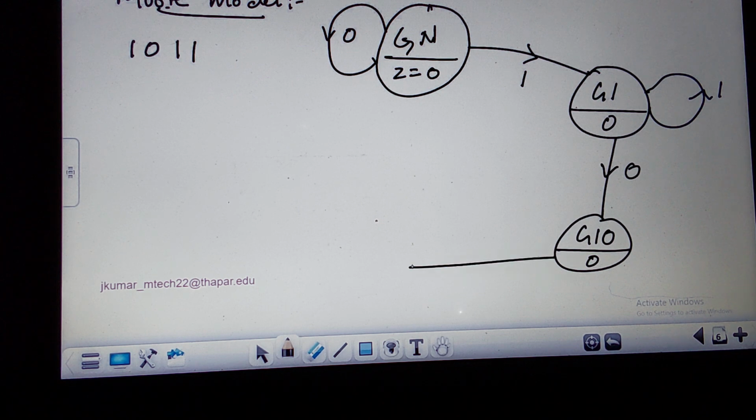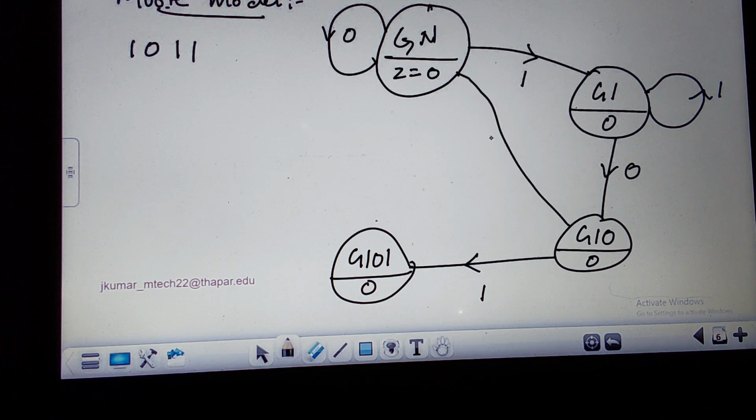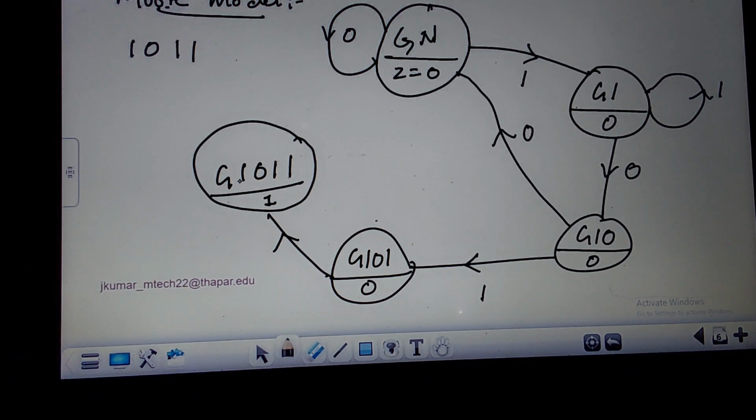Right? When it detects 1, it goes to the next state, the 1, 0, 1 state. What is the output? 0. When it detects 0, is the pattern matching? No. So it goes to the reset state. Got 1, 0, and it detects 1, so which state is it going to? The 1, 0, 1, 1 state. What is the output of this? 1, since we have detected the pattern.